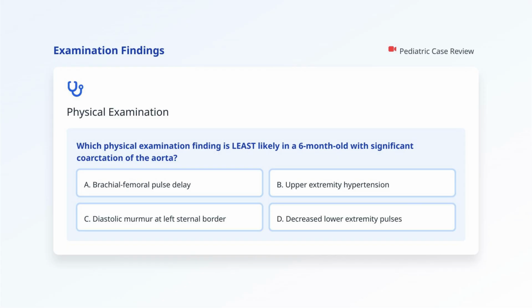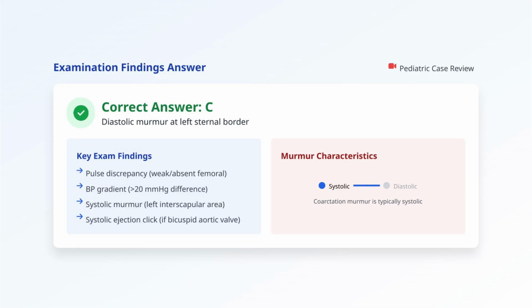Which physical examination finding is least likely in a 6-month-old with significant coarctation of the aorta? A. Brachial femoral pulse delay. B. Upper extremity hypertension. C. Diastolic murmur at left sternal border. D. Decreased lower extremity pulses. The correct answer is C.